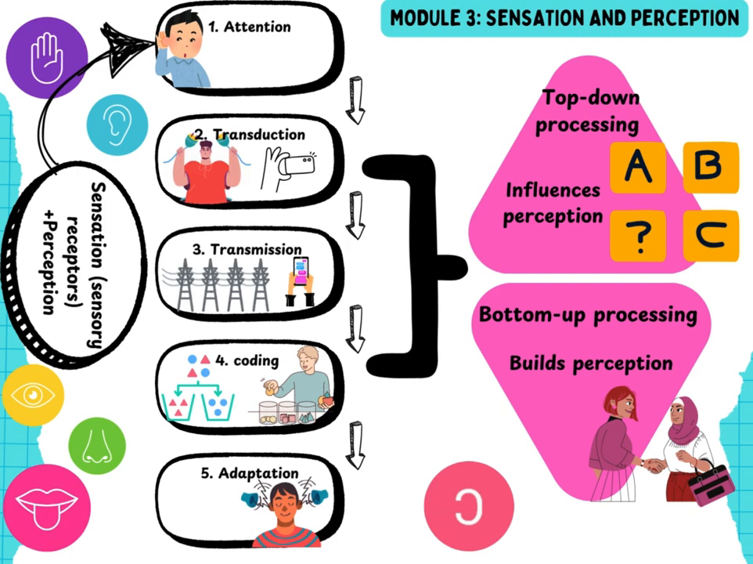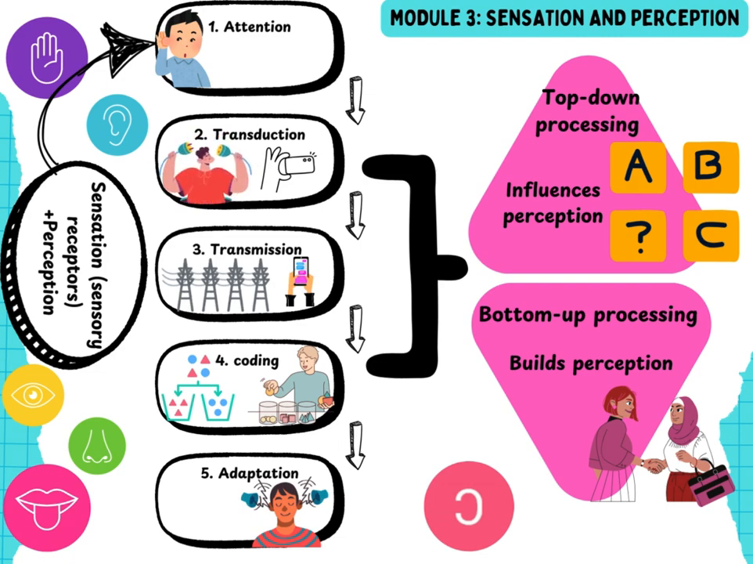key steps. 1. Attention. Before our brain can process a sensation, we need to notice it. For example, if you're sitting in a classroom daydreaming, you may not be processing what the teacher is saying because you aren't paying attention. 2. Transduction. This occurs when we transform raw data from sensation into electrical impulses, the brain's language essentially.